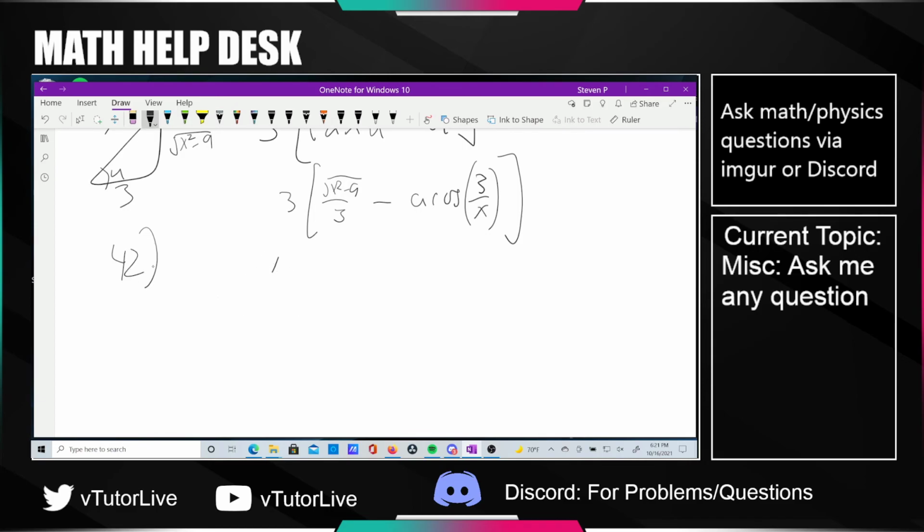Okay, so 42. This one is actually a good one, because it'll demonstrate the other case: instead of y squared minus 16, it's 16 minus y squared. So it's a hint that we need to use the cosine and sine formulas.